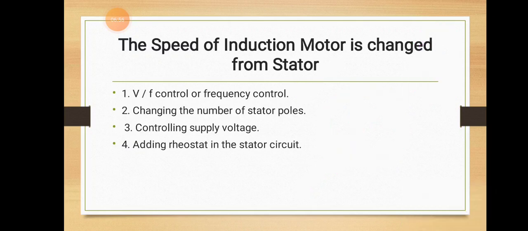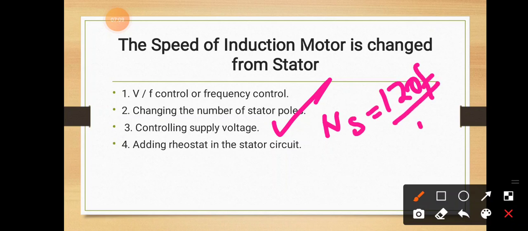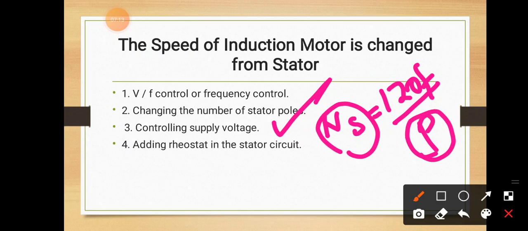Okay, next one is changing the number of stator poles. So now again you are going to use the same formula, N is equal to 120 f by P. So if I change the number of poles, I can change the speed. If I increase the number of poles, the speed of the machine will decrease.